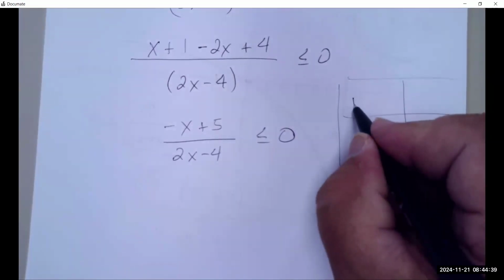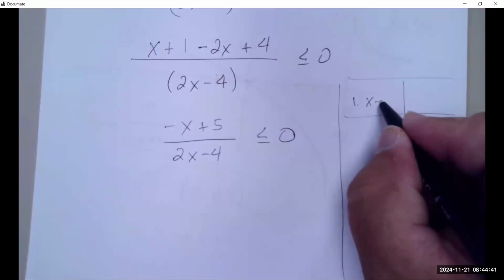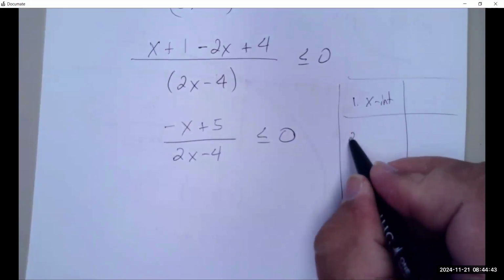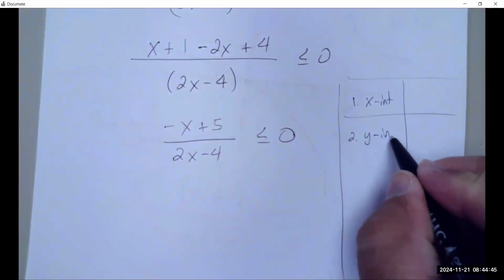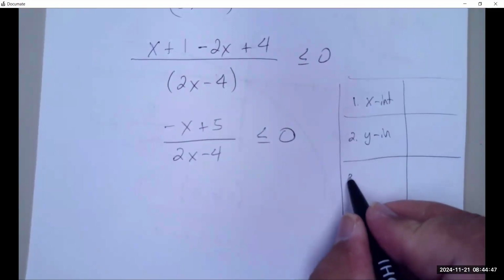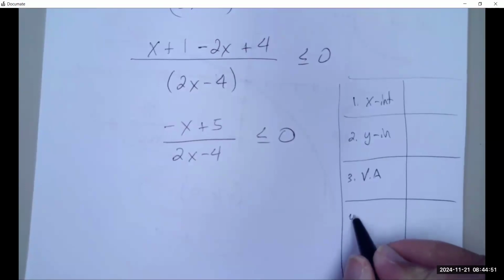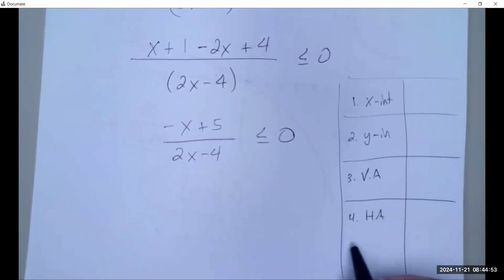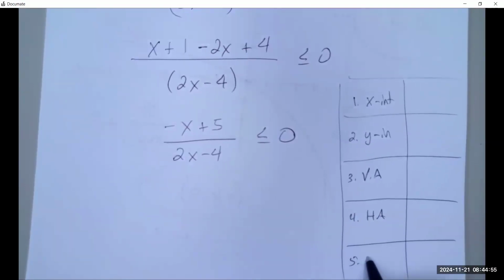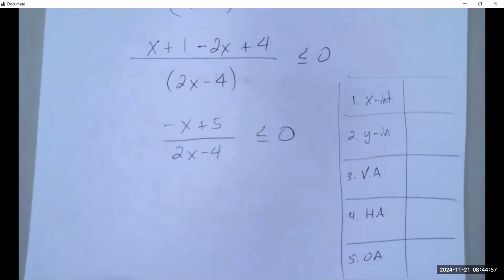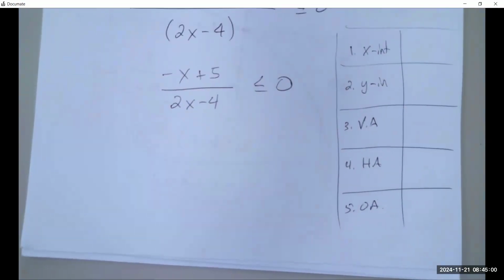Now we got to look for our x-intercept, the y-intercept, the vertical asymptote, the horizontal asymptote, or the oblique asymptote. Just by looking at this equation, which one is easiest to do without doing any real math?